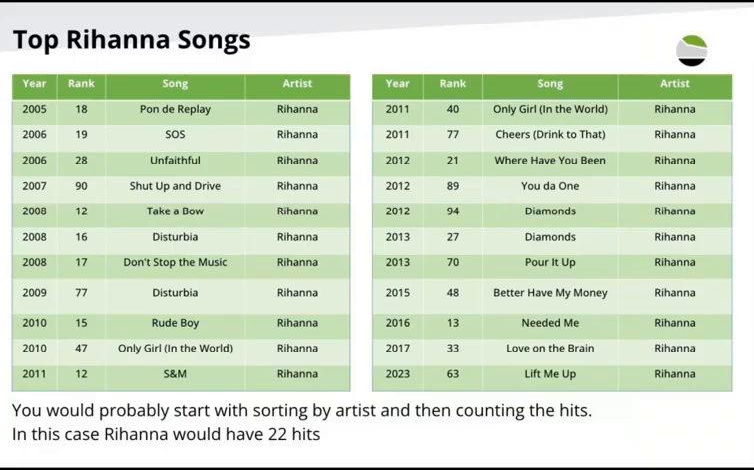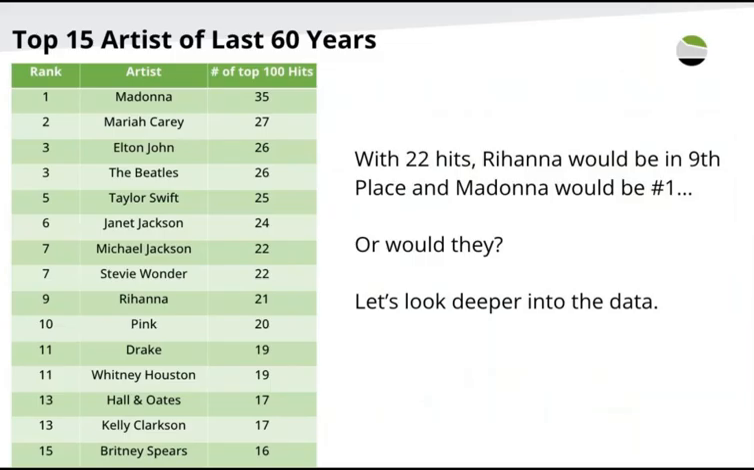And we'd be like, see, working with data is not that hard. So I've done it. I'm ready to hand out my award. I call Madonna up and I give Madonna the award because she has 35 hits. Mariah Carey's in second with 27 and Elton John 26. Rihanna is somewhere at 21. See, I have a typo in my data already. So it's 22 hits, and she's down in ninth place.